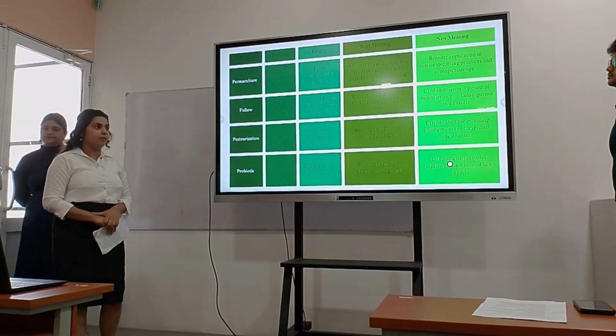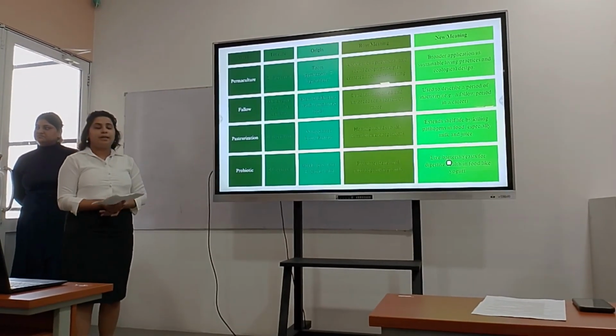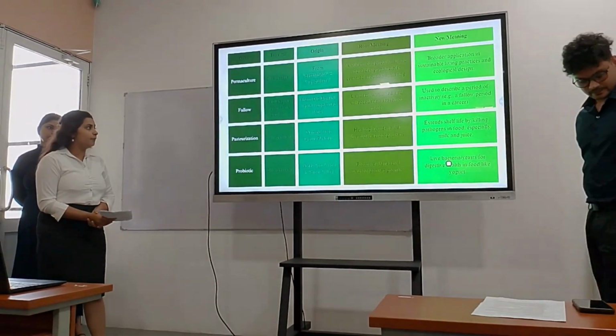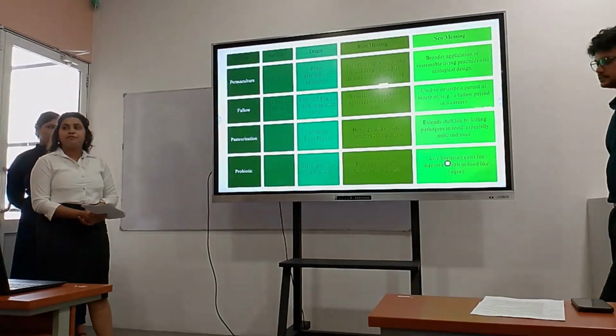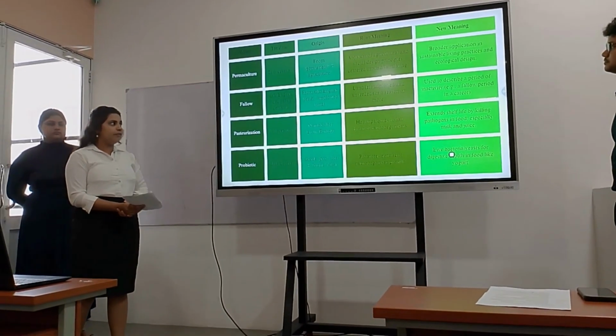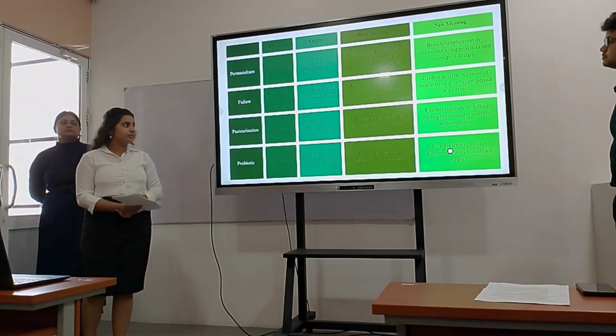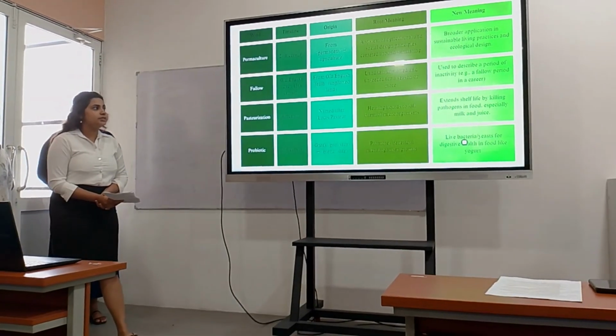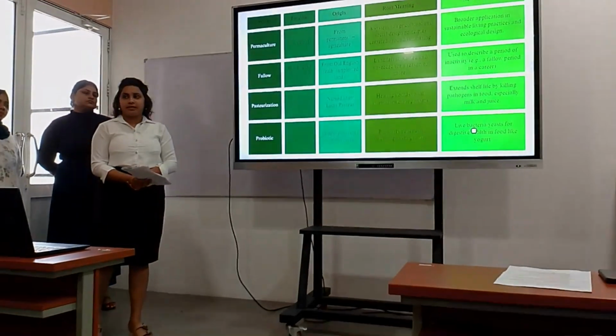Next one, fallow. This word's timeline is from Old English. The origin is from Old English fealh. The root meaning is land left unplowed and unseeded for a season or more. The new meaning is used to describe a period of inactivity.